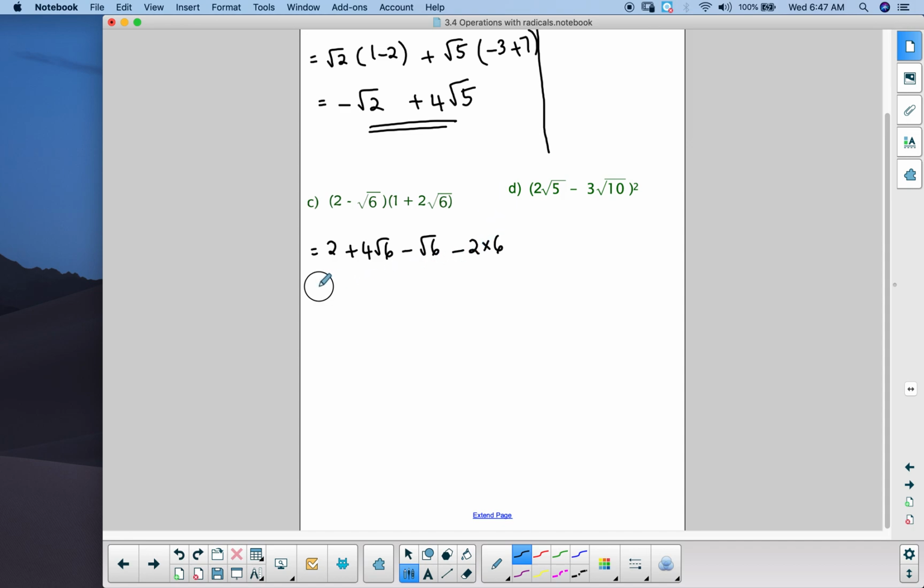Okay, so I get 2 plus 4 root 6 minus root 6 minus 12. So I can write 2 minus 12 together because they're like, and then plus root 6 brackets 4 minus 1. And I get negative 10 plus 3 root 6.